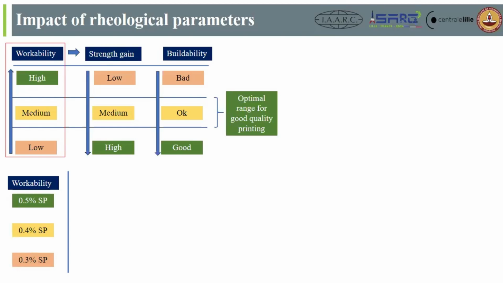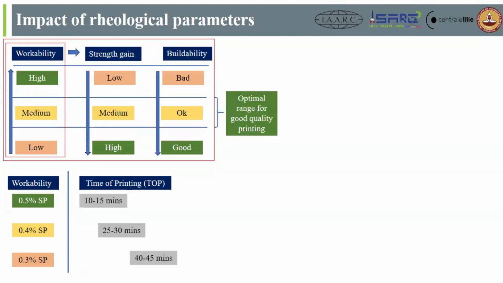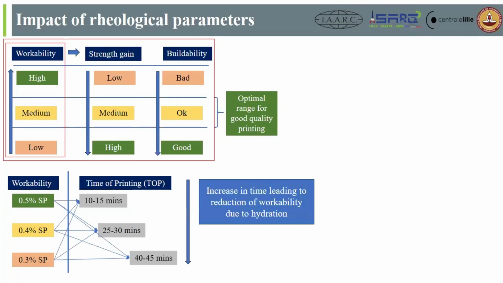For every 3D printed element, there is an optimum range of workability where both buildability and extrudability are satisfied. So I have kept a higher workability value, medium workability value, and lower workability value. And also I'm varying the time of printing. Time of printing is nothing but the time from the point of mixing of water to the concrete to the point where you are trying to print.